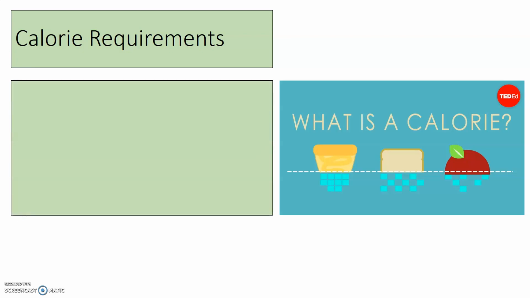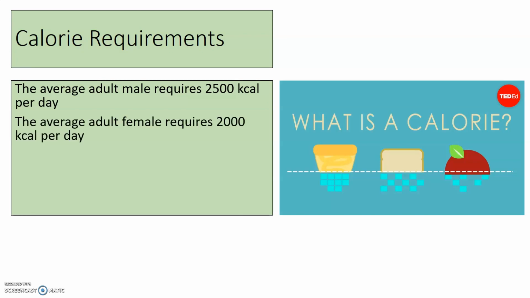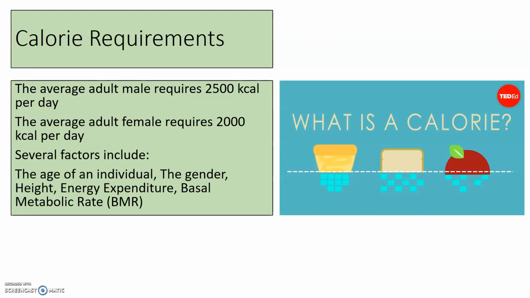So let's look at calorie requirements next. When we think about the required amount of calories from the government guidelines, for a male it's 2,500. For a female, it's 2,000, so there's a slight difference there. And we need to know about the different factors that influence the amount of calories we should be taking in. They come down to these things: the age of the individual, gender, height, the amount of energy we expend, so the expenditure, and the last one, basal metabolic rate, or BMR.